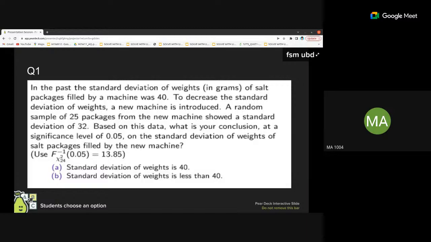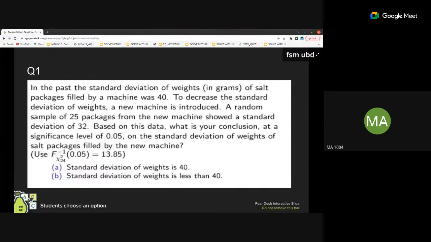Now a new machine is introduced to reduce the standard deviation. So that means if I wanted to put some 100 grams into a particular packet, I shouldn't go beyond 140 and I shouldn't go less than 60. So I wanted to keep all the packets within one standard deviation. That's my goal. And what I have done is I have taken some 25 packages which were filled by this new machine.